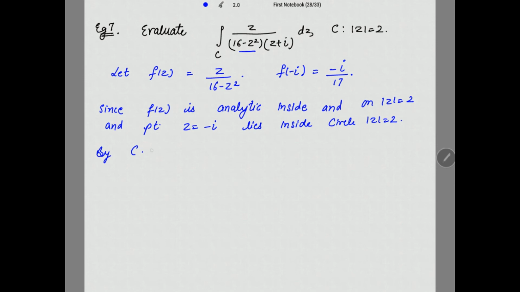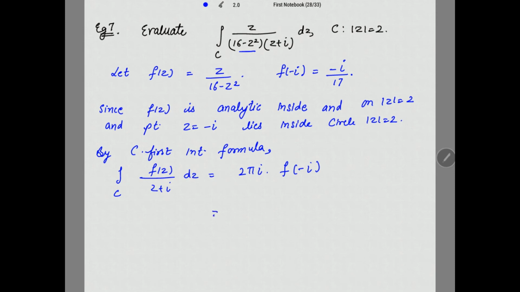Cauchy's first integral formula, that will be then Cauchy's integral formula, right? Okay, so the integral over C of f of z over z plus iota dz is equal to 2 pi iota f of minus iota. Finally it will come out to be 2 pi over 17. Okay, next.